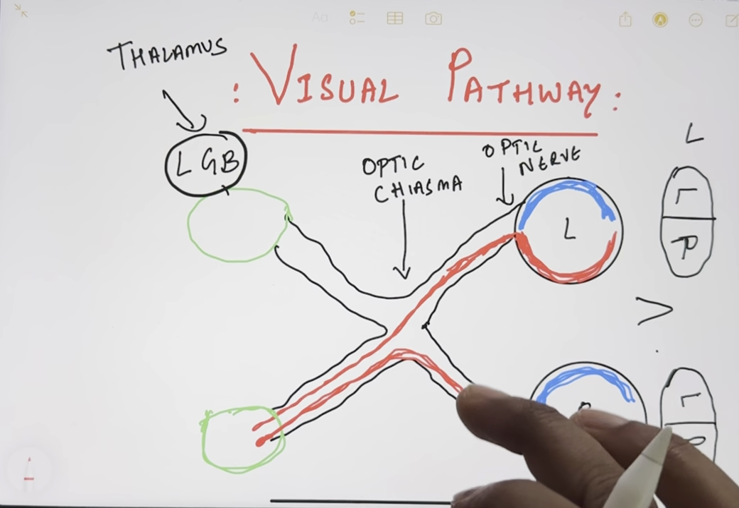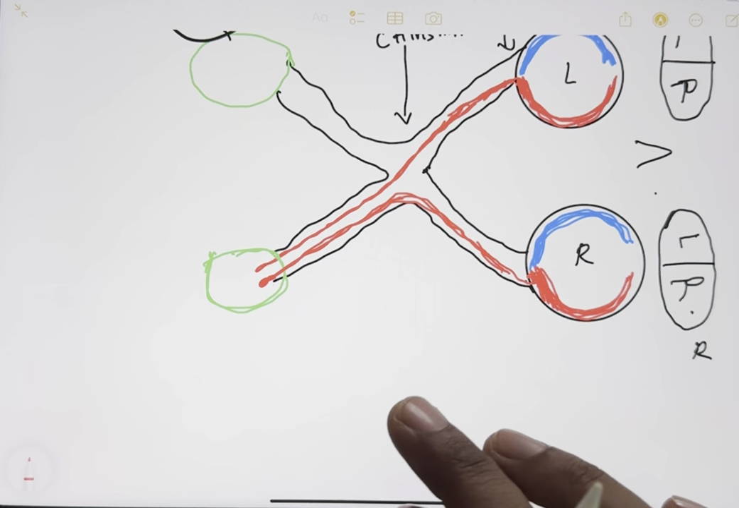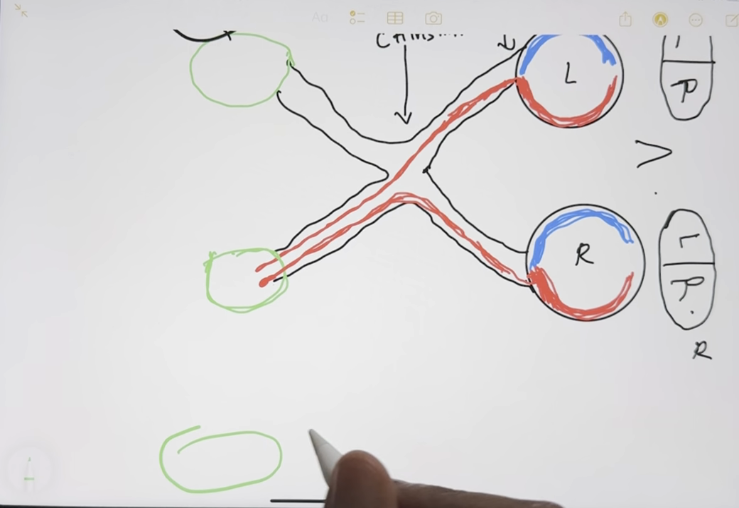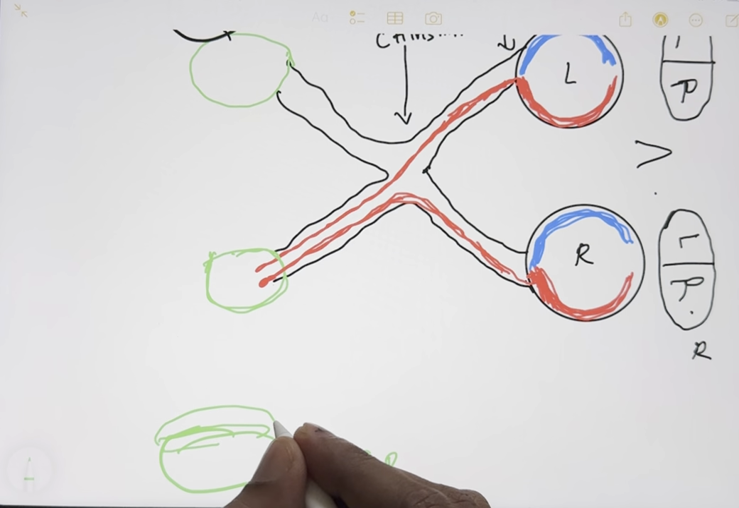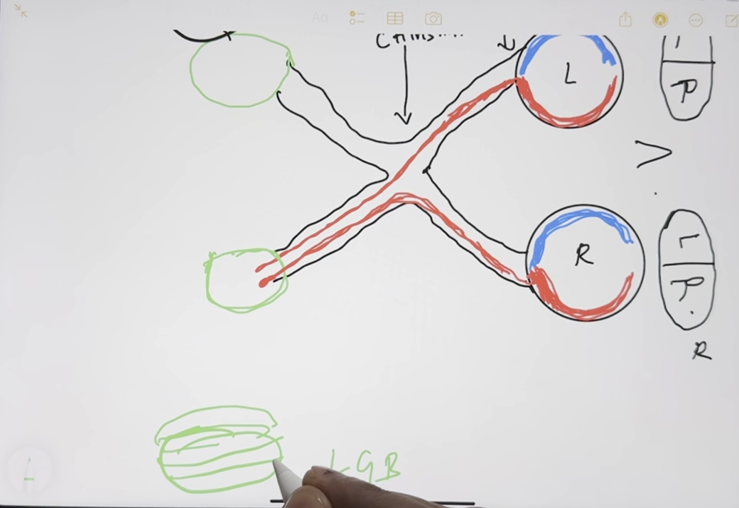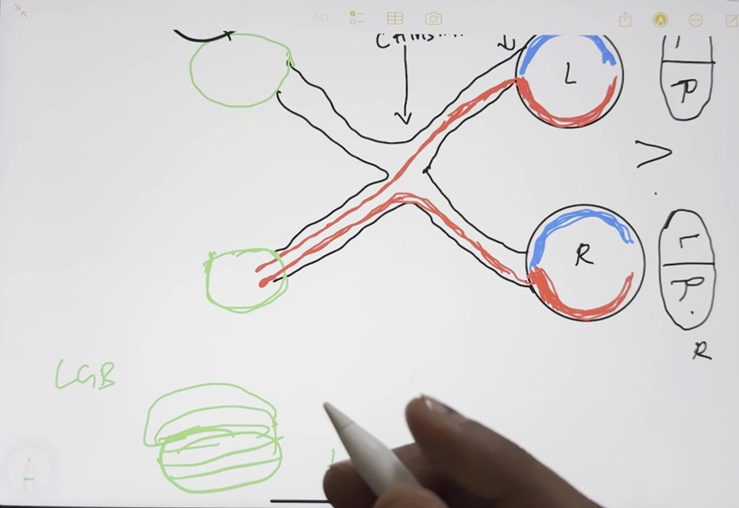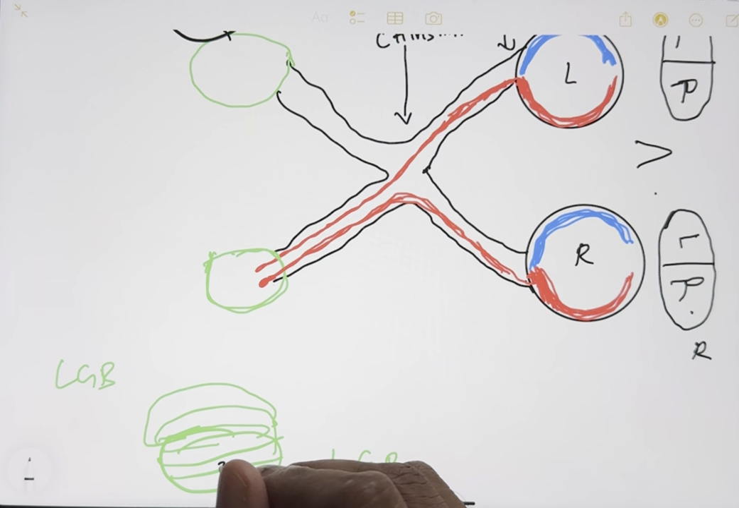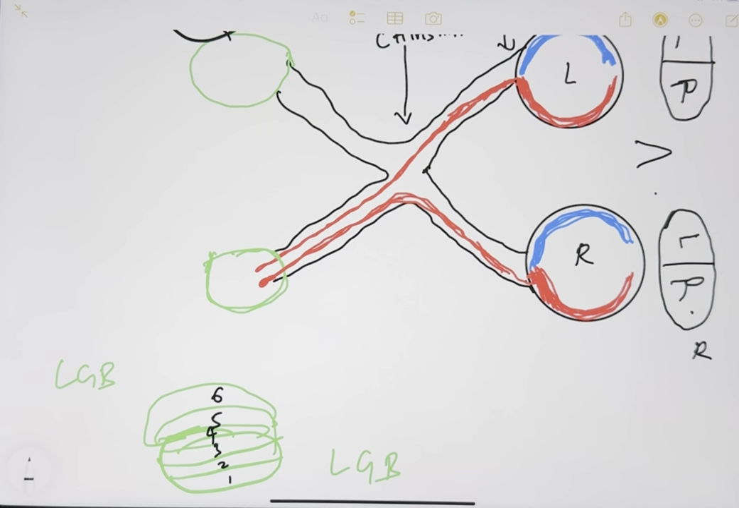Now, again there is an interesting fact here, let me explain that. Consider this as the lateral geniculate body. It basically has 6 layers. So, what are those 6 layers? Let me write here 1, 2, 3, 4, 5, 6. Okay, 6 layers are there.